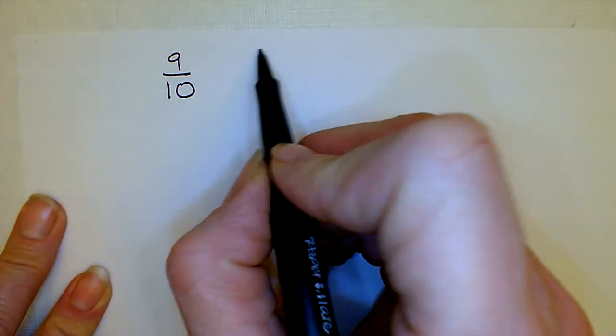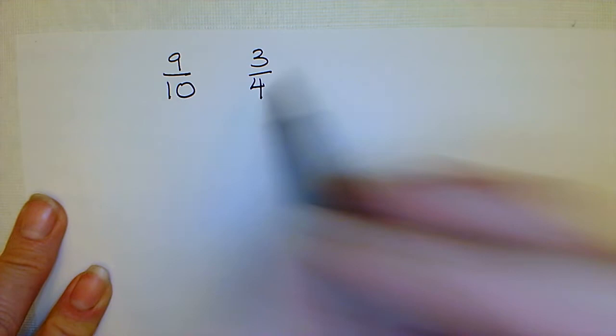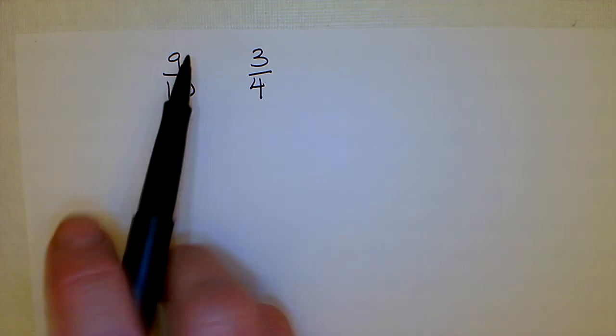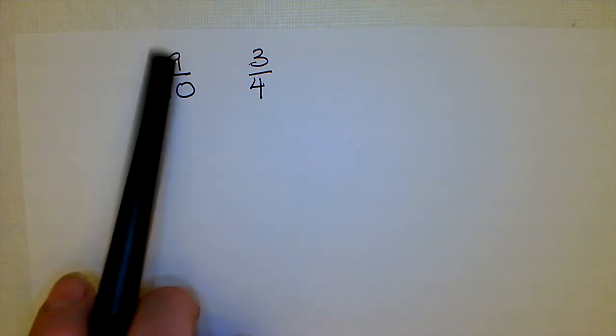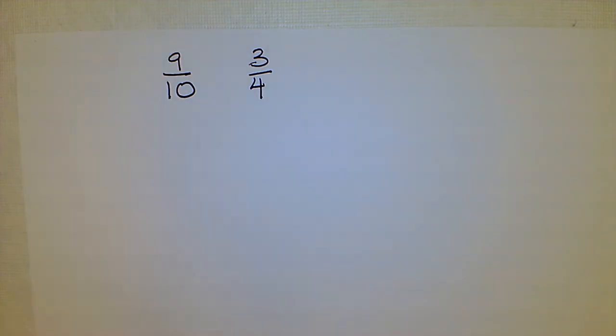Okay, so I'm taking a look here now. Let's try 9/10, and let's compare that with 3/4. So again, I don't have common numerators, I don't have common denominators, but I definitely can see that I have something here that could work.